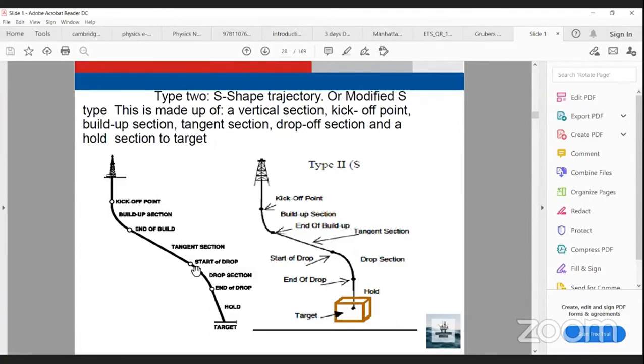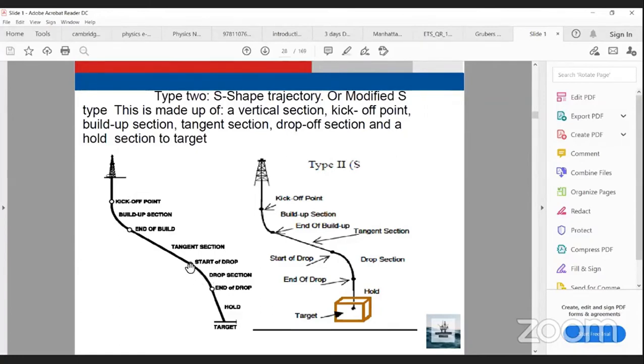The drop off rate is the amount of change in inclination per 100 foot. So for example, if the drop off rate is 2 degrees per 100 foot and the angle here is 40, after 100 foot it will be 38, which means it decreased by 2 degrees. Then more as I drill 100 foot, I drop the angle until I reach the end of the drop off section according to the plan.